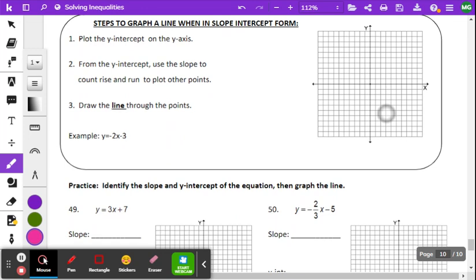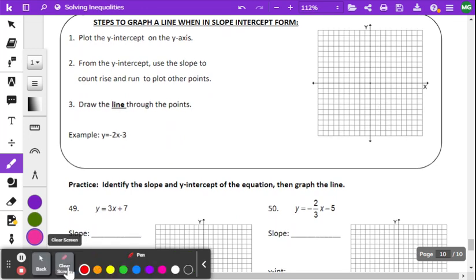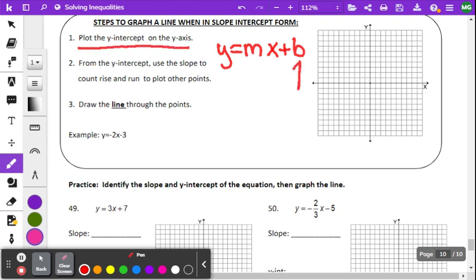And the last thing that you're going to do is we're going to be graphing a line when it's in slope-intercept form. So slope-intercept form, you've seen this before, y equals mx plus b. So what we always do first is we plot the y-intercept on the y-axis. This right here, the b value, is the y-intercept.